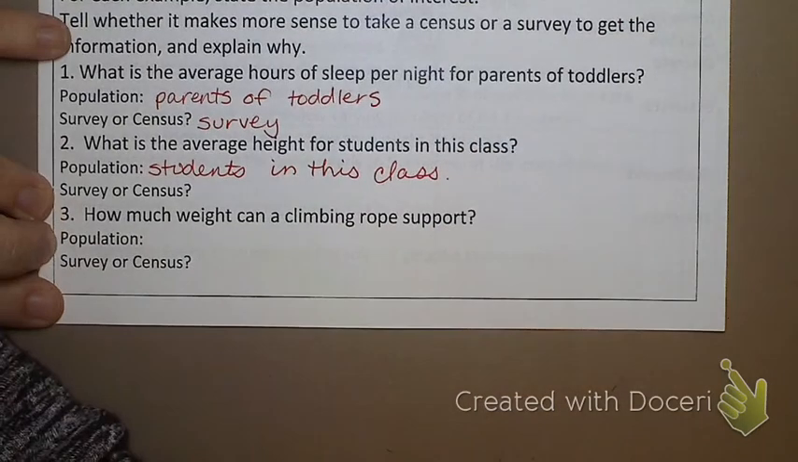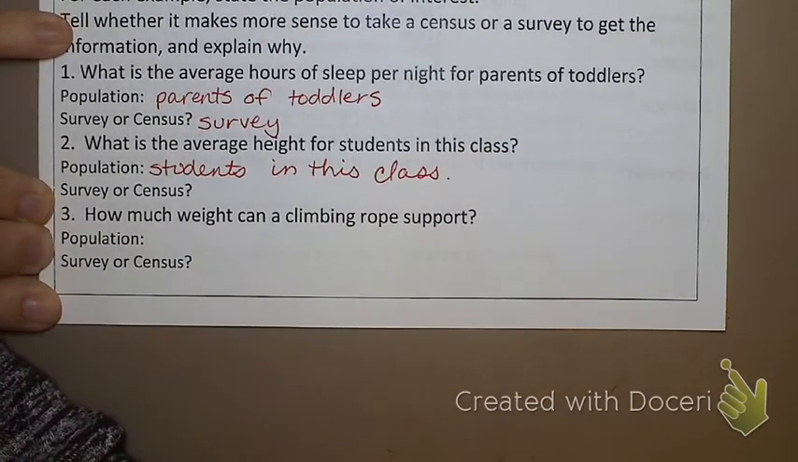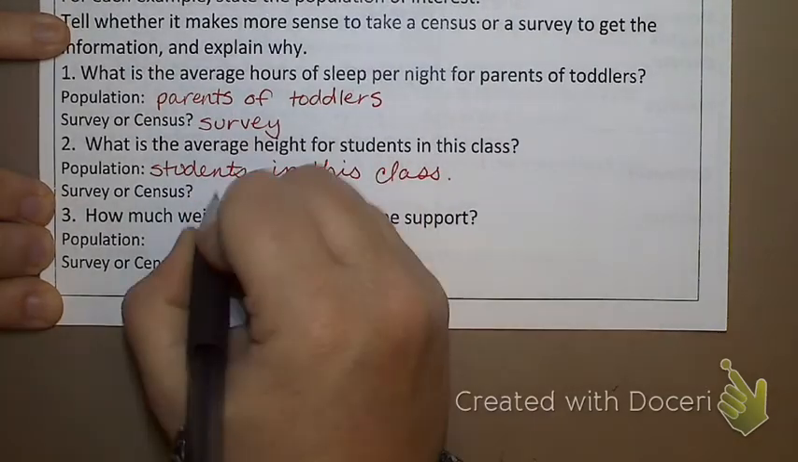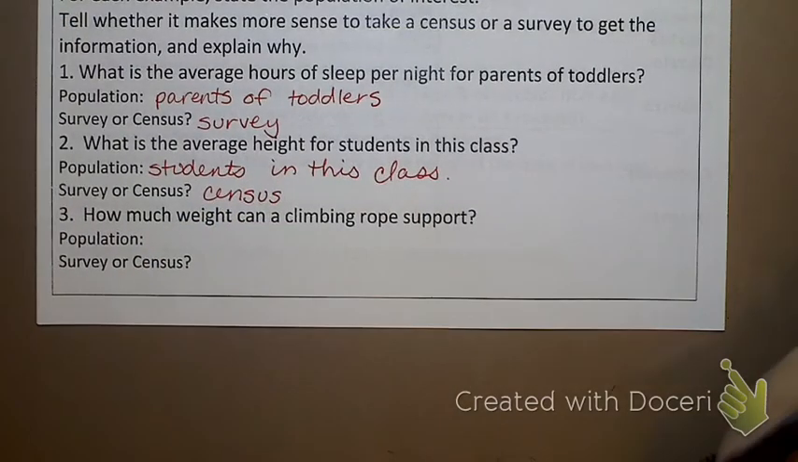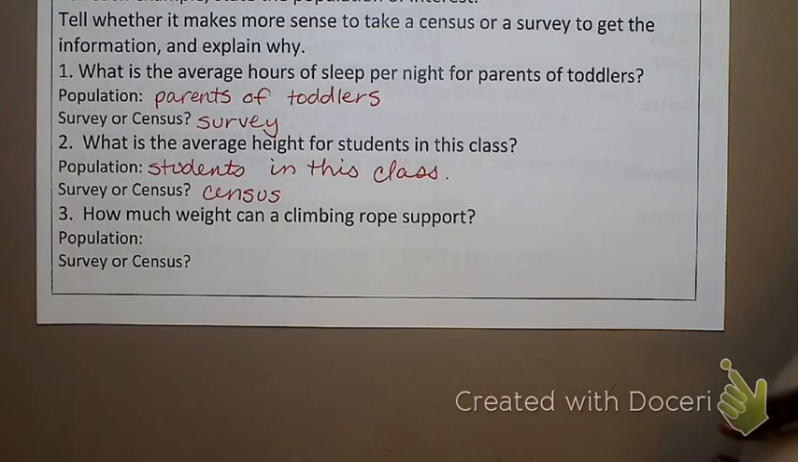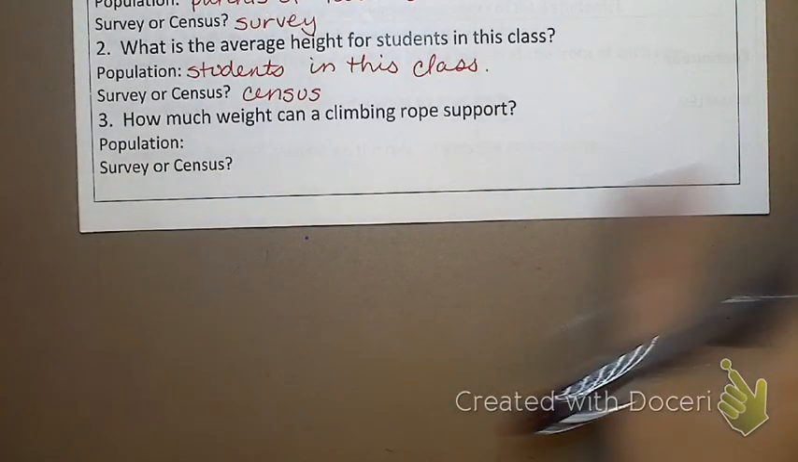Would it make more sense to take a survey or a census? A census. Why? Because it's reasonable. The people that I'm interested in are a reasonable-sized group that I have easy access to, to be able to ask them a question. Okay? Whenever you can, a census is more accurate. It's just not usually the more reasonable decision. Okay? All right.